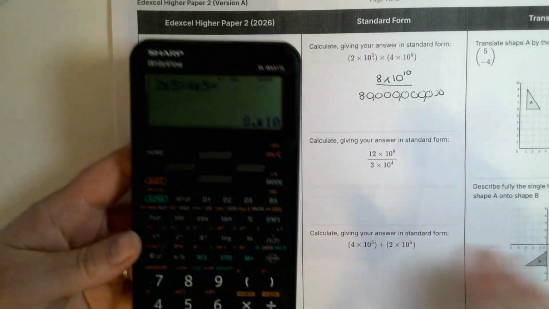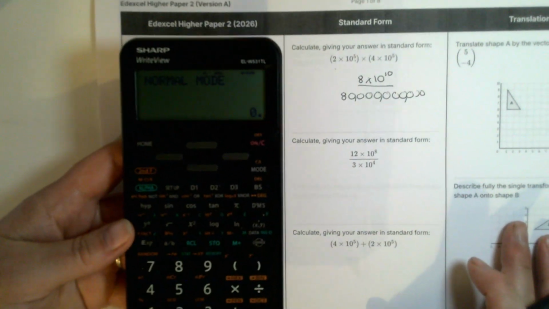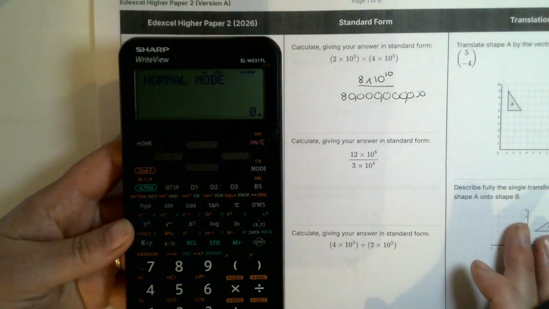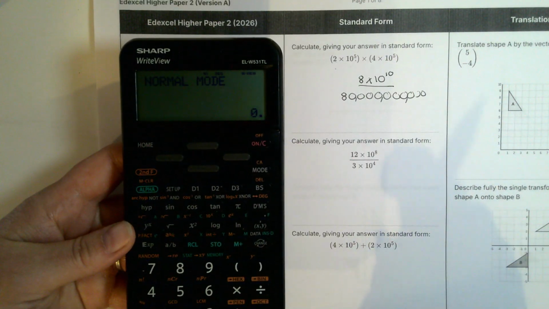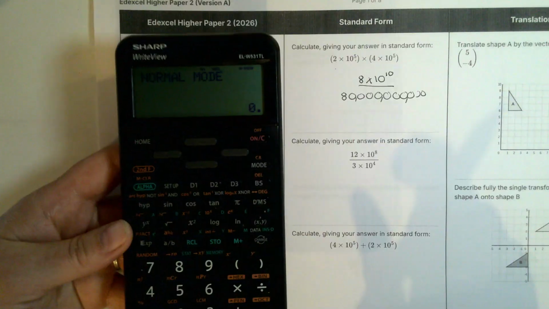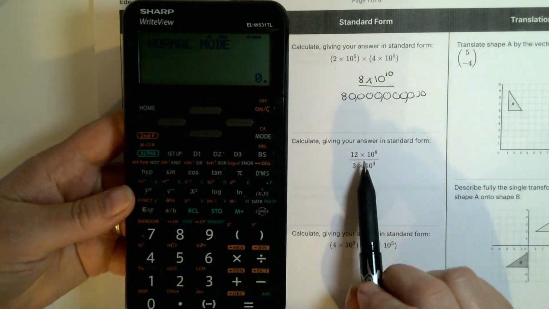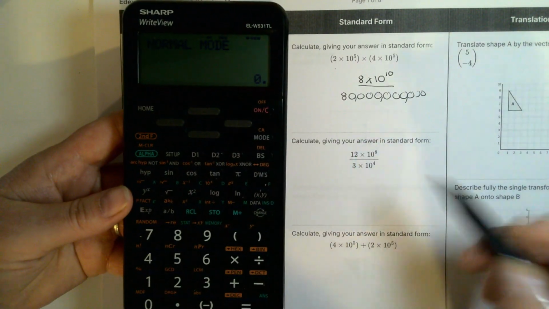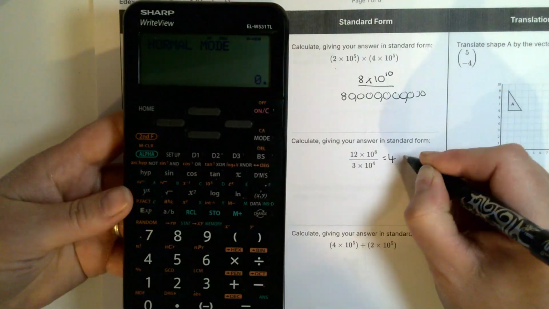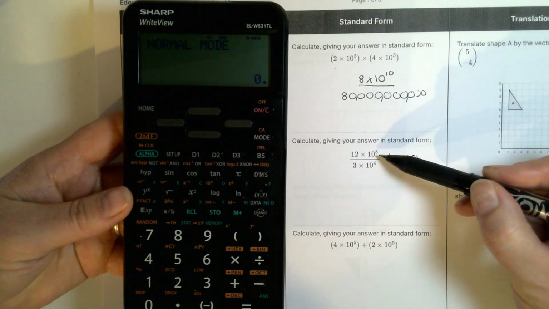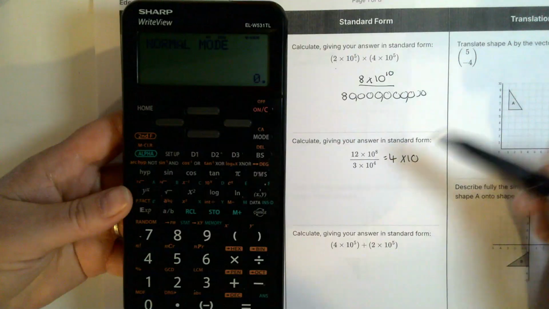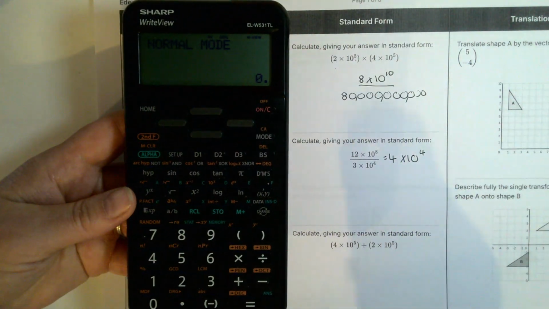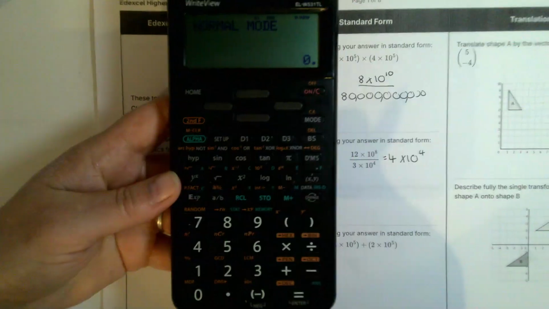Let's try our next one. Again, this is actually quite straightforward. I'd expect to see this more on a non-calculator paper. However, we are going to put it onto the calculator because you're going to have one with possibly decimals here. Without a calculator, I would do 12 divided by 3, which is 4, times 10 to the power of, and then just take the powers away. 8 take away 4, which is 4, so I know what the answer is. However, let's put it through the calculator.